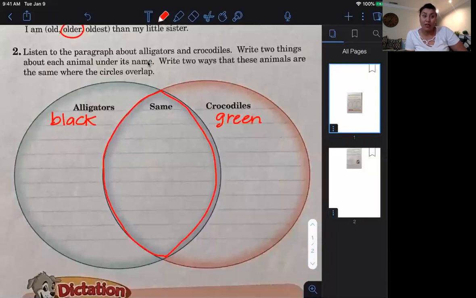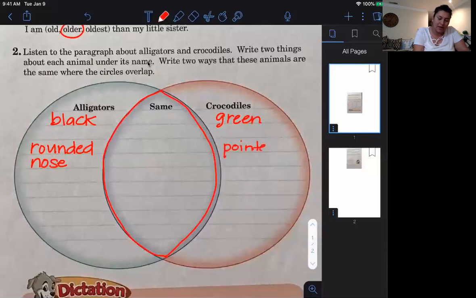What about the rounded nose? What kind of nose do they have? They have the rounded nose. And we only need two facts, so there's two for the alligators. And what kind of a nose does the crocodile have? You remember what it said? It's a pointed nose. Perfect.